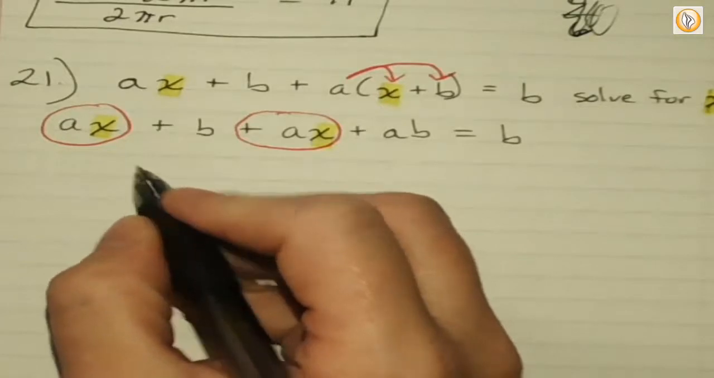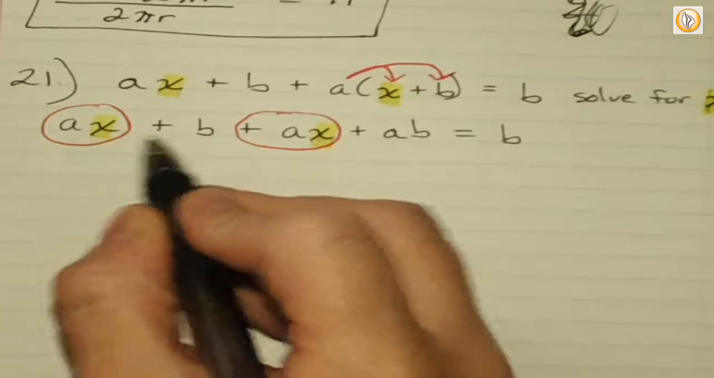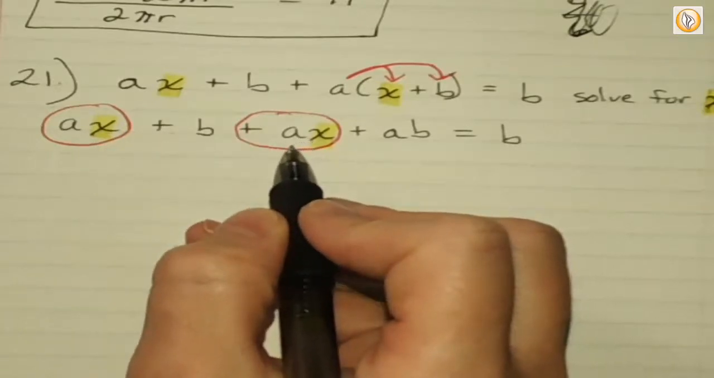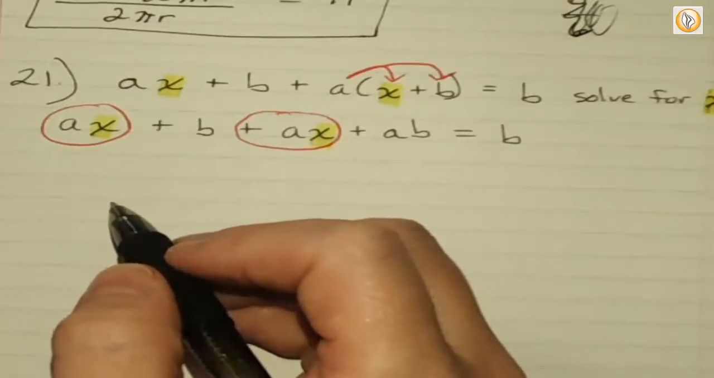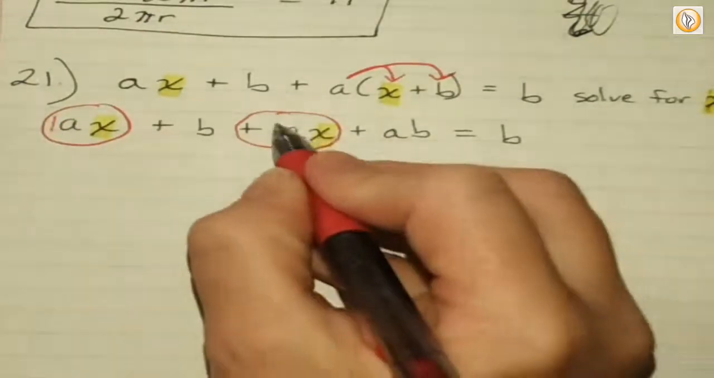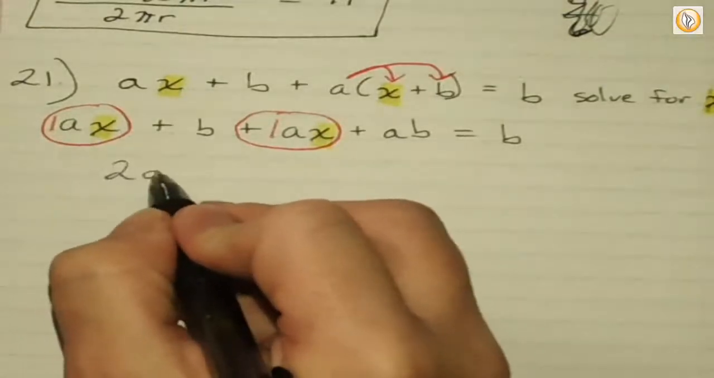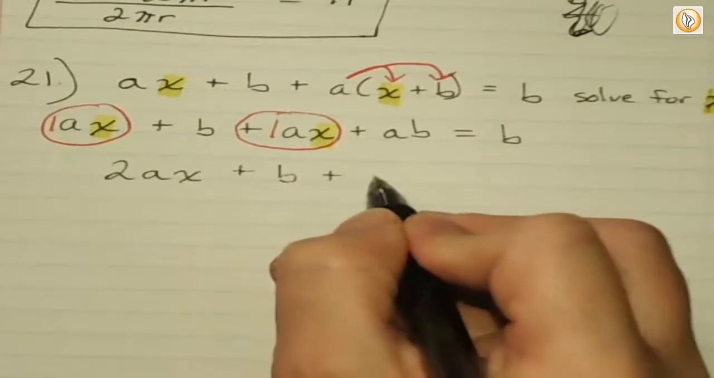We're not multiplying, we're just adding. AX plus AX. If there's no number, we pretend there's a 1. So AX plus AX would be 2AX. Very good. Does everyone see that?